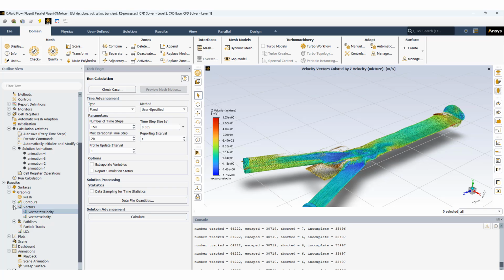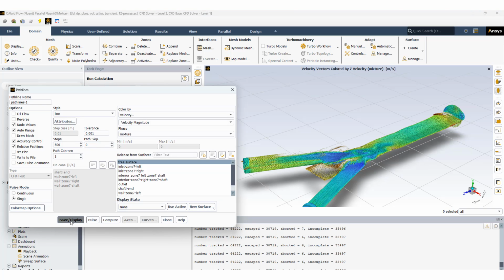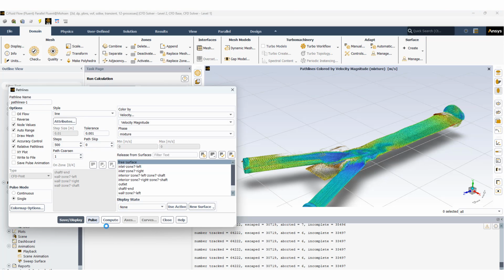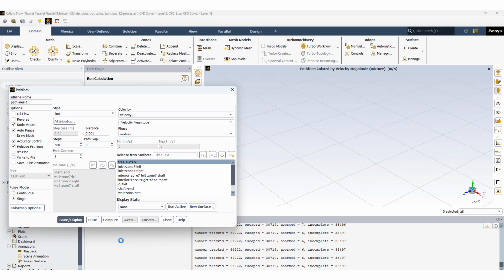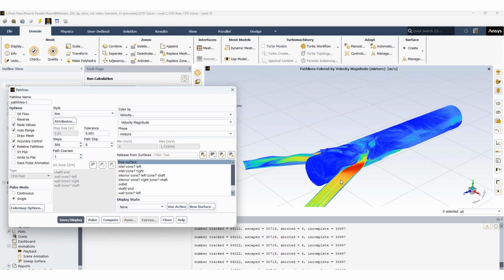So this is a good visualization that we can have. We can also use path lines. I already defined that. It takes a little bit of time to draw the path lines from inlet toward outlet and over the free surface. It is also another good visualization aid that we can have for post processing of the results from Fluent.